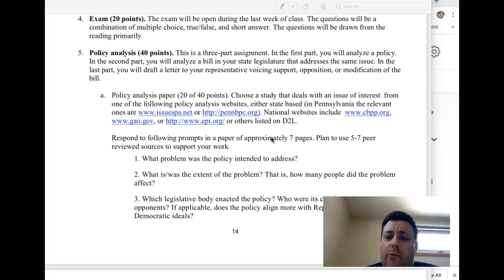Not all of them will be peer reviewed. A couple of them should be. You can use sources that you find on some of the policy analysis websites. The CBPP is a good one. The Government Accountability Office is a good one. There's lots and lots of other good ones out there as well.